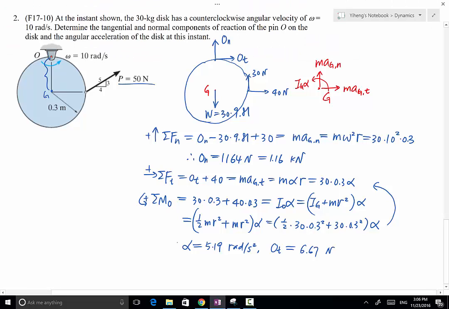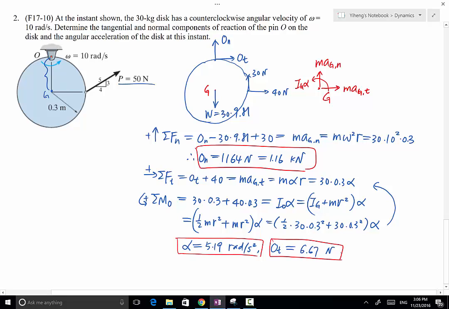So now we have solved for the angular acceleration of the disk alpha, as well as the two force components of the pin support at point O. So that solves this problem.